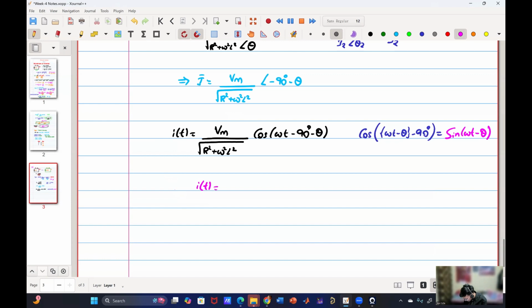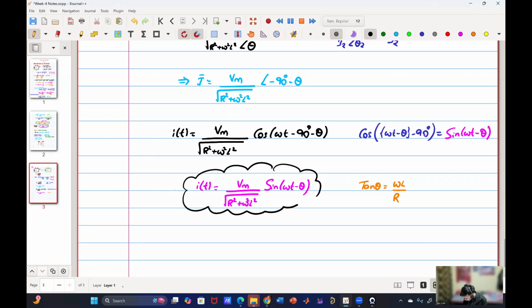I of t is nothing but Vm by square root of r square plus omega square L square into sine of omega t minus theta, where tan theta equals omega L by r. So this is what we are getting. I have just simplified the phasor to get the final expression.